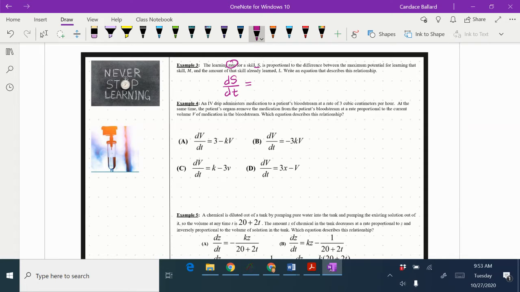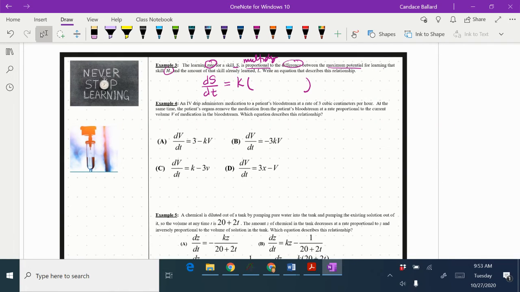It's proportional to the difference between, so it says it's proportional to, so since we don't see the word inverse, that means we are going to multiply. So that means I'm going to do k times something. To the difference between the maximum potential, so I see the word difference, maximum potential for learning that skill, so it's M, and the amount of the skill that is already learned, L. So it said difference, so I have to subtract M minus L. And then that would be the equation of the relationship.